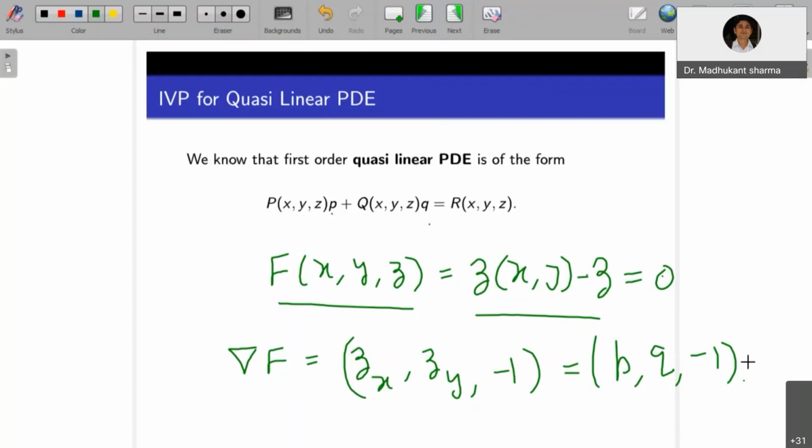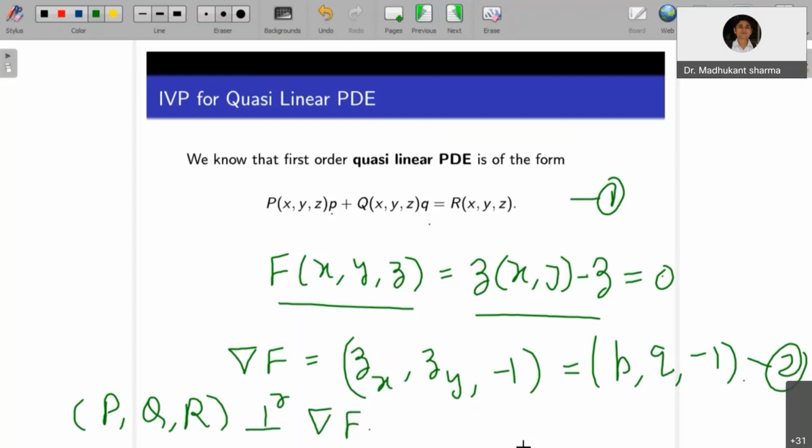Now, if you look at this vector p, q, minus 1, and if you look at this equation, this is equation 1 and this is equation 2. From 1 and 2, you can easily observe that this vector P, Q, and capital R is going to be orthogonal to this gradient. At any point, if you fix any point x, y, z, this P, Q, R is orthogonal to grad f. Of course, we are talking about the grad f which is a non-zero vector, a non-zero normal.